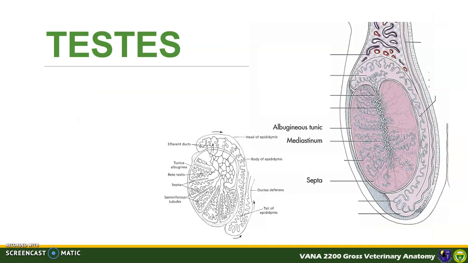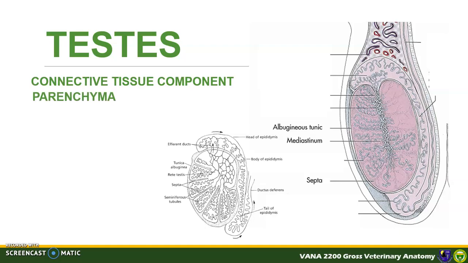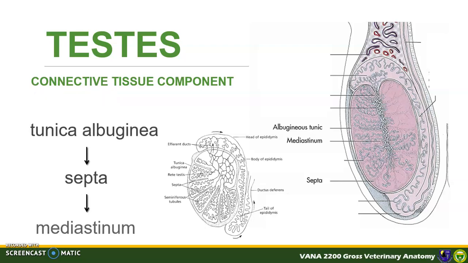Now let us study further the parts of a testis. The parts can be divided into a connective tissue component and the parenchyma itself. The connective tissue is basically for support function, while the parenchyma is the actual structure that performs the actual function of the testis. The connective tissue component is composed of the tunica albuginea, the septa, and the mediastinum.